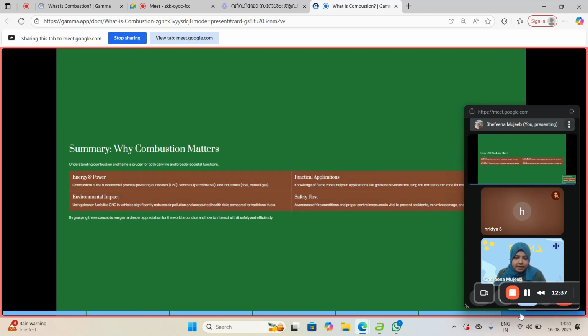Why combustion matters. What is the importance of combustion? As we discussed in our early slides also, we can understand that combustion is an important part of our daily life. We use the efficiency or calorific value of combustion or the fuels in many day-to-day life processes. For example, LPG, and petroleum in vehicles, etc.